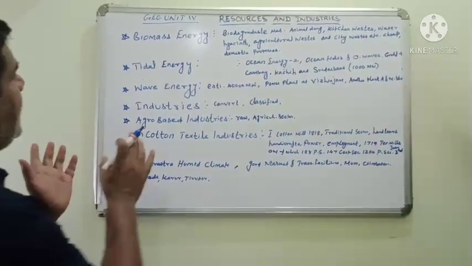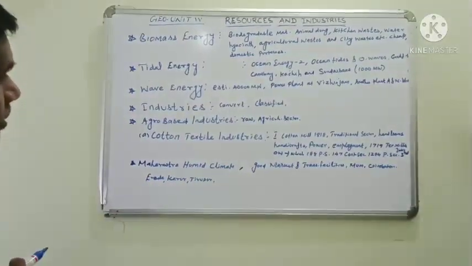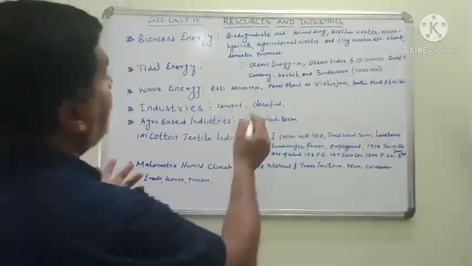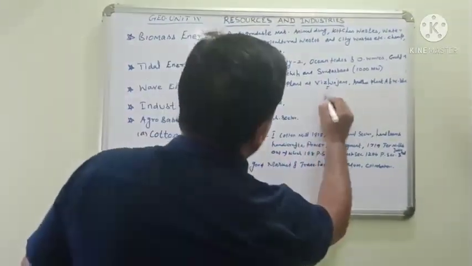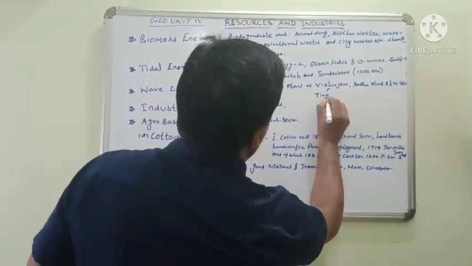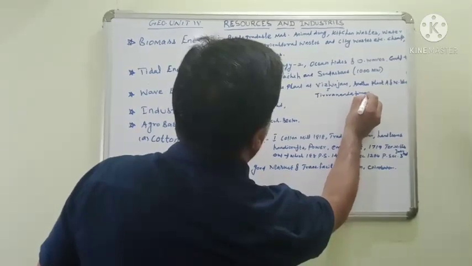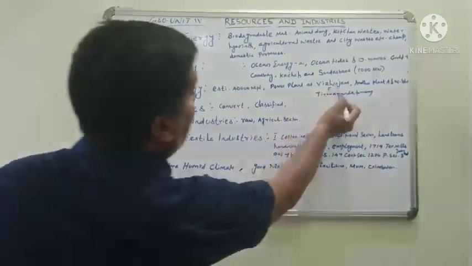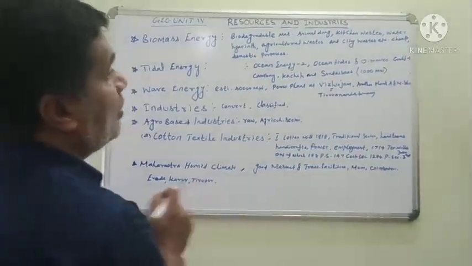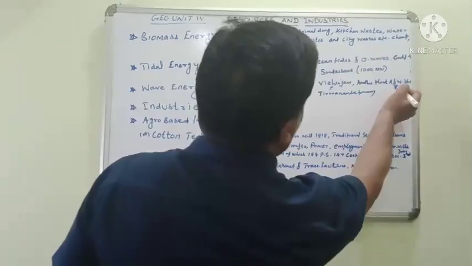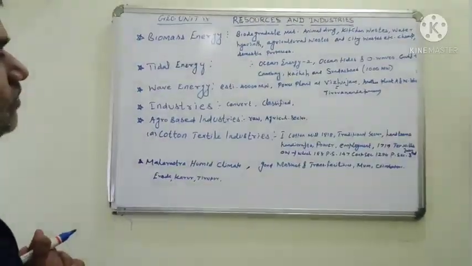Wave energy in our country is estimated at 40,000 megawatts. There is a power plant in our country at Vizhinjam, near Thiruvananthapuram. Another wave energy plant was established in the Andaman and Nicobar Islands. Noted.